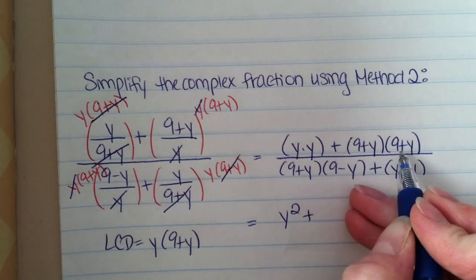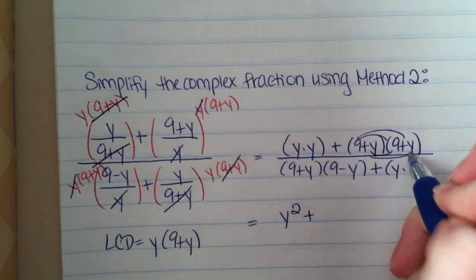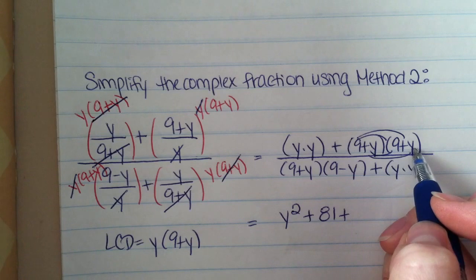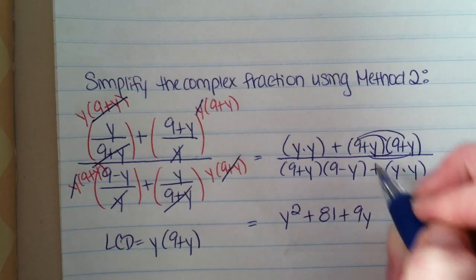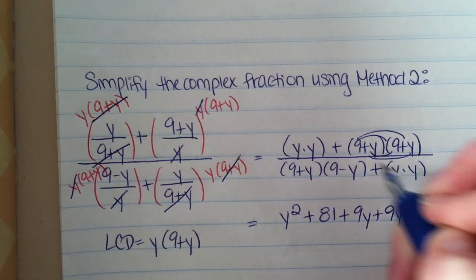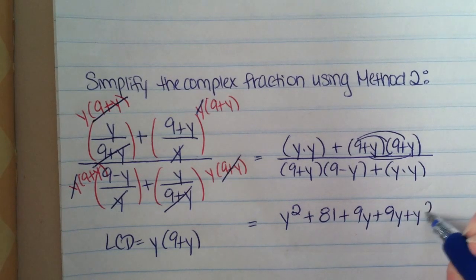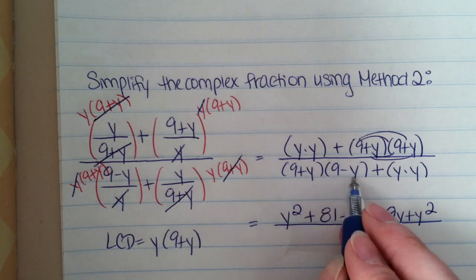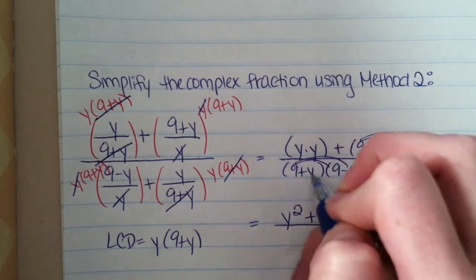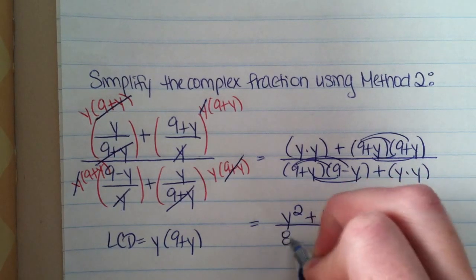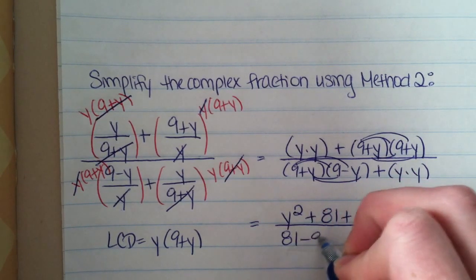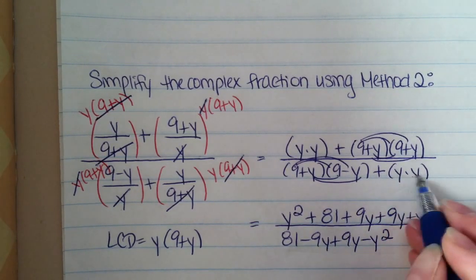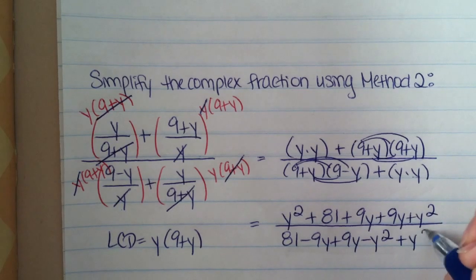Here I have a binomial square, so I'm going to do FOIL first, outside, inside, last. 9 times 9 is 81. 9 times y is 9y. Y times 9 is 9y. Y times y is y squared. Here I have 9 plus y times 9 minus y. So I do the same thing: first, outside, inside, last. I get 81 minus 9y plus 9y minus y squared. And then y times y is plus y squared.